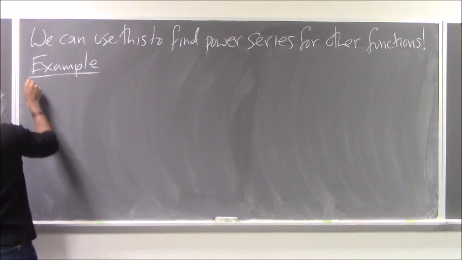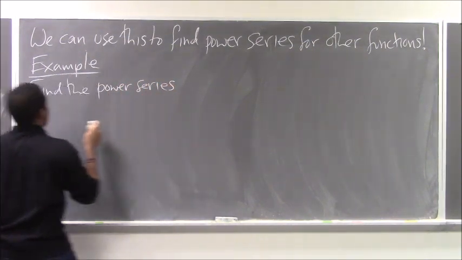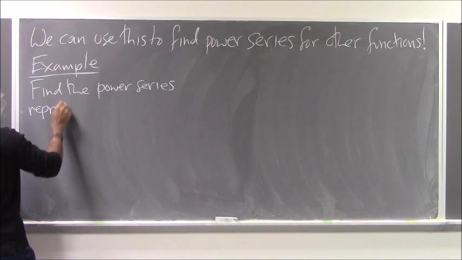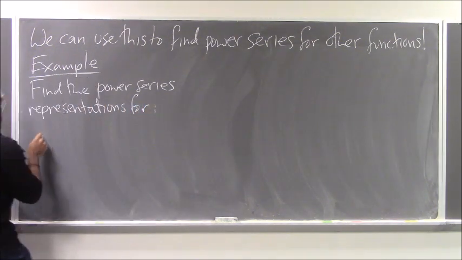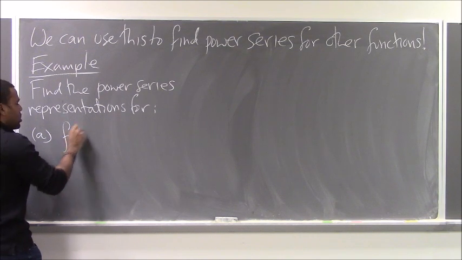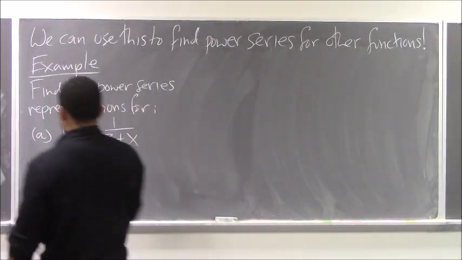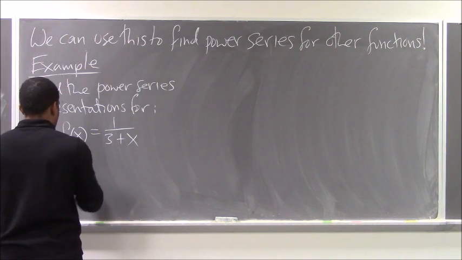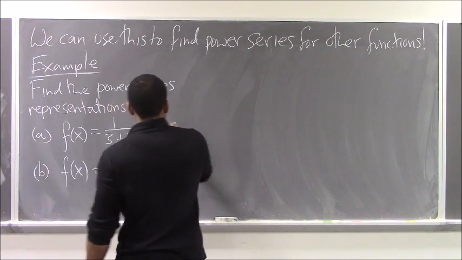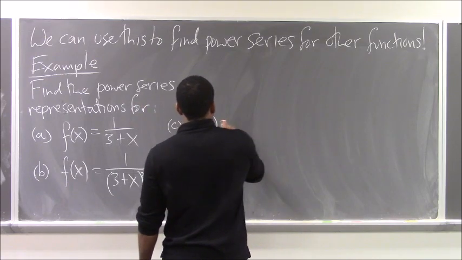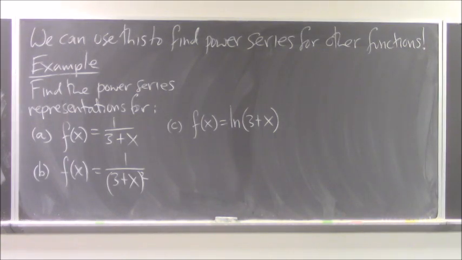I'm going to figure out what the power series representations are for three functions. One is 1 over 3 plus x, and the other one is ln of 3 plus x. So copy those down.